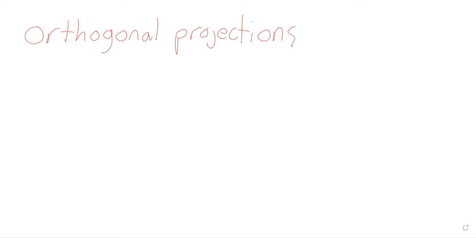So we're going to continue talking about orthogonal projections. And last week we talked about projecting onto a vector. If we have two vectors, we can take one of them and decompose it in this way. And that was called an orthogonal projection.